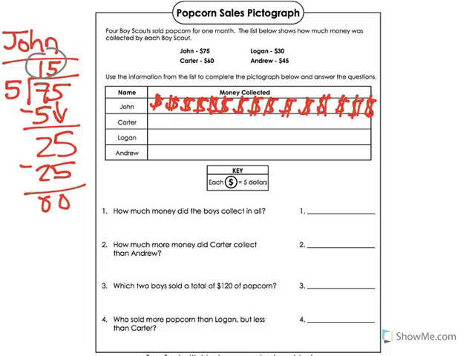Alright, so now let's go on to Carter. Carter will be in blue. Alright, so Carter, he made $60. So we need to figure out how many times 5 goes into 60 in order to figure out how many money signs he should have. So let's do 5 into 60.